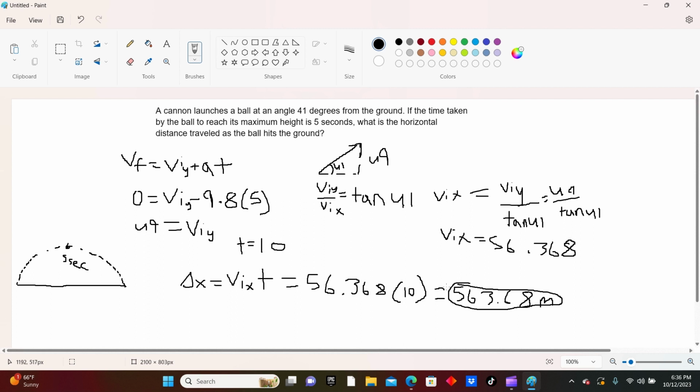And if you wanted to do it the long way, after you find your initial velocity, to find the total time, instead of using the shortcut, you could use the delta y displacement formula, and delta y would be equal to 0 since it reaches the same ground level at the final part. And if you solve for your time, you would get 10, and then you could plug in 10 for the time here, and then you would get 563.68. So I'll just make a note here.